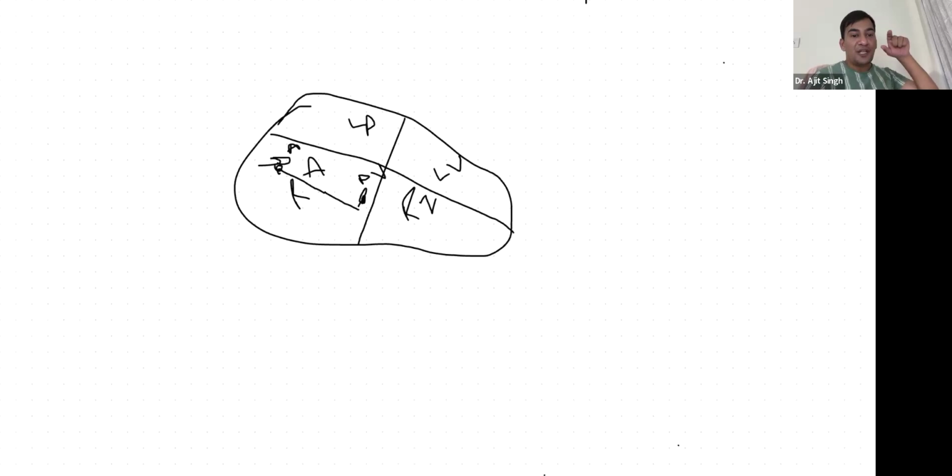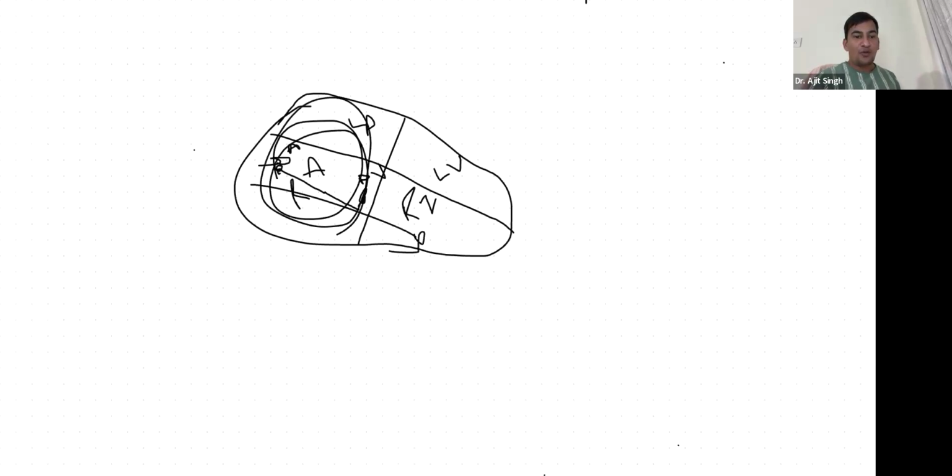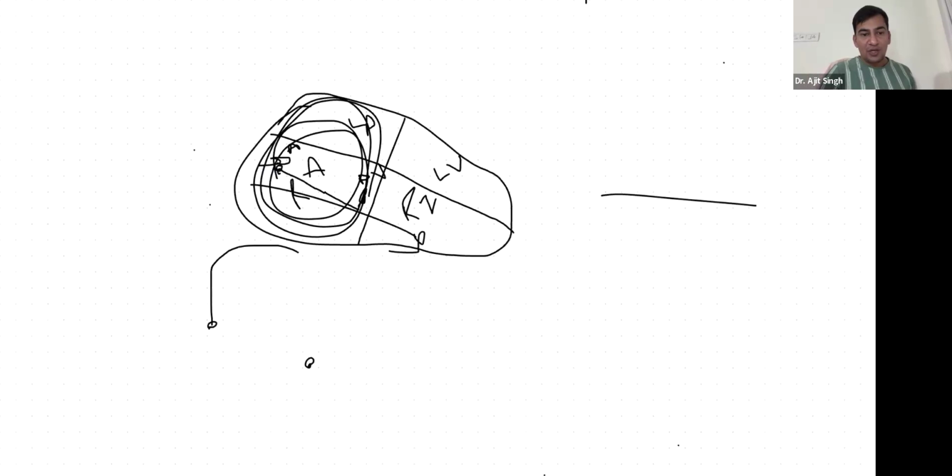But see, the impulses will not go directly like this. It will go like this, like this. How it will go is, from the SA node to the AV node, it will go to this side, to the left atrium, right? And it will spin around like this.